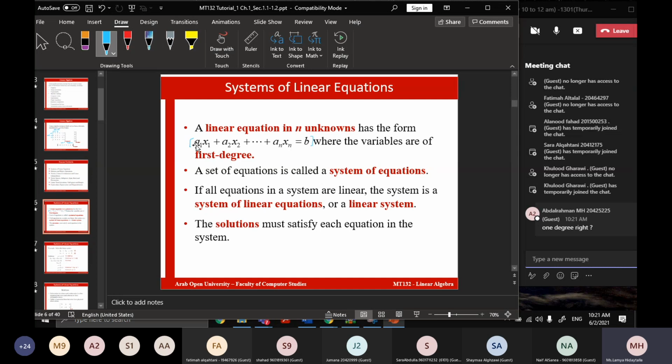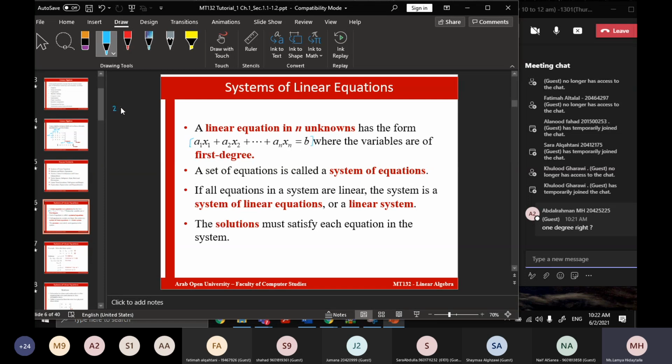Okay, so here we have how many variables? We have n variables. It could be 2, 3, 4, or 6 variables, no matter, any number. I'm coming for that. It should be 1 degree. Each term, its degree should be 1. For instance, let me give you an example.